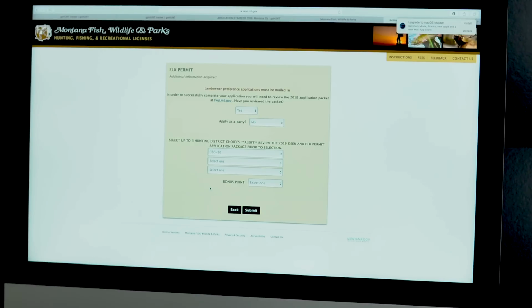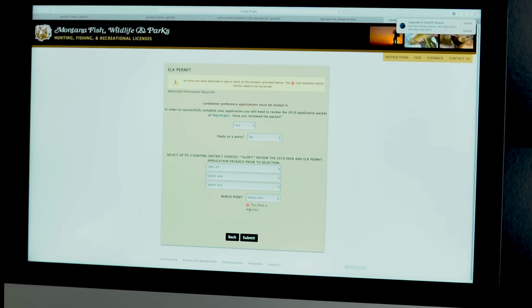If I don't draw it, then hopefully I draw the elk license, the general elk license, and Randy and I are able to hunt one of the general units with a rifle in November. I'm going to hit submit on that, and it said additional information is required. So I forgot to select the bonus point option. So if I am unsuccessful in drawing the elk permit, I need to select yes to get a bonus point. Now I'll hit submit.